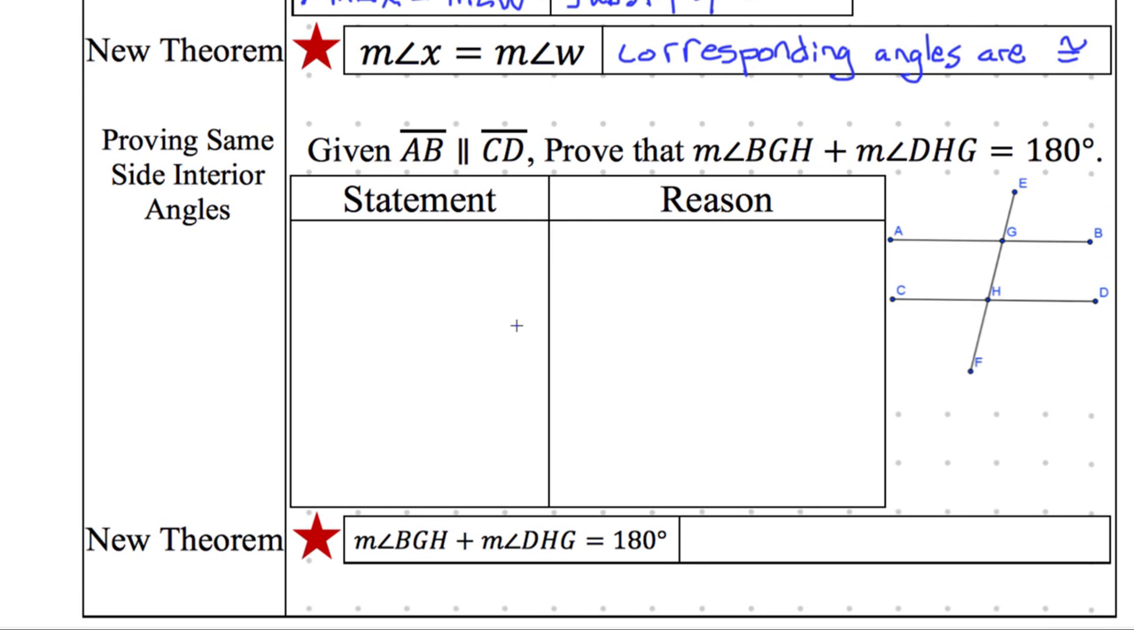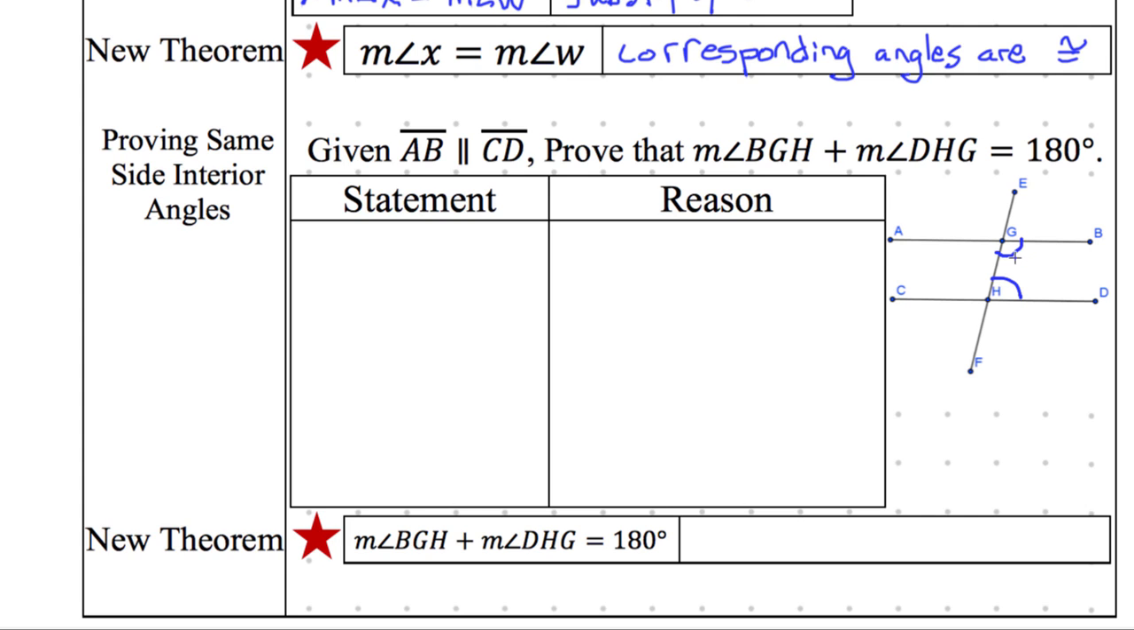All right, we're going to do another theorem. We have a statement. We know that BGH, this angle right here, plus DHG, this angle right here, these two angles, if I add them up, it is 180 degrees. Quiet, raise your hand. What was that statement's name? They are on the same side of the transversal. They are both on the right-hand side. Maybe that will unlock what you're trying to find, Caroline.